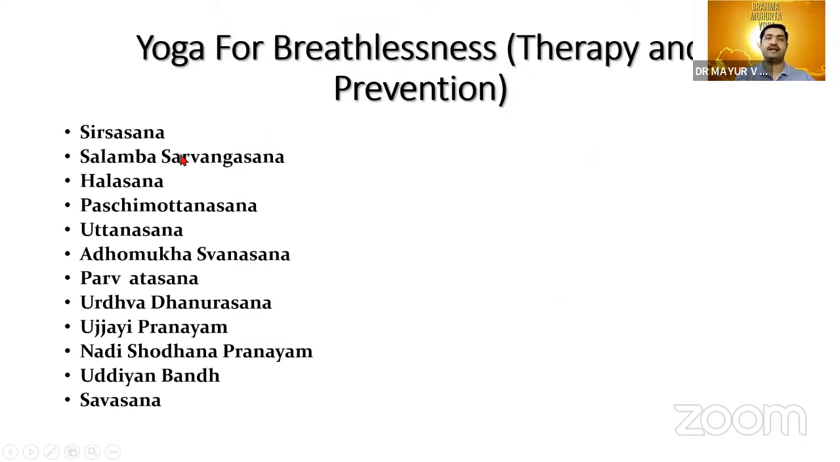So the preventive aspects we are going to practice today: Sirsasana, Salamba Sarvangasana, then Halasana, Paschimottanasana, Uttanasana, Adhomukha Svanasana, Parvatasana, Urdhva Dhanurasana, Ujjayi Pranayam, Nadi Shodhan Pranayam, Uddiyana Bandhan, Shavasana. So we'll try to do as many as possible.